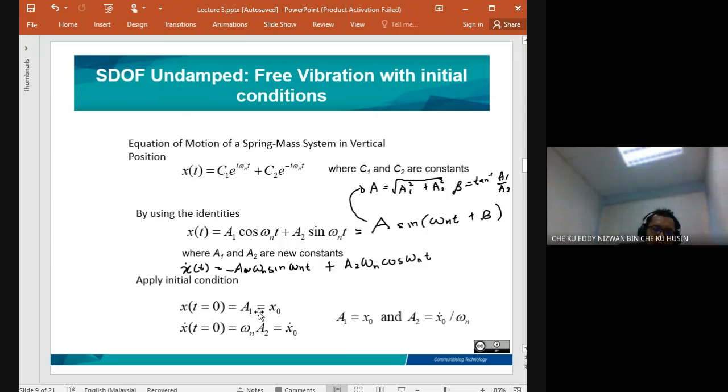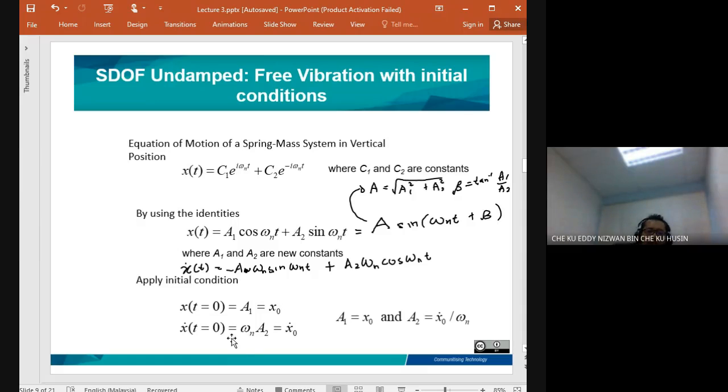Okay, so when t is equal to 0, the displacement we call x naught. So x naught can be represented as the initial displacement. Now when t is equal to 0, cos 0 is equal to 1, so a1 plus sine 0, which is equal to 0. So x naught is equal to a1. So when t equals 0, the displacement is equal to a1, which is equal to x naught. In this case, a1 is equal to x naught.